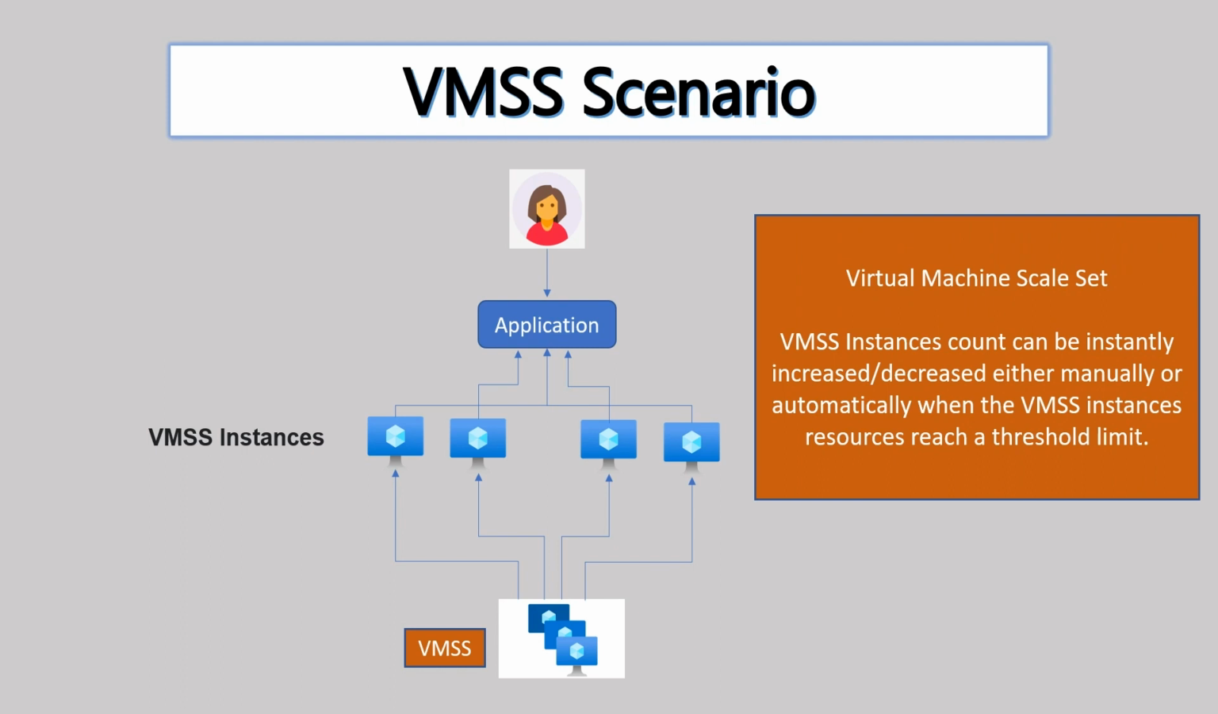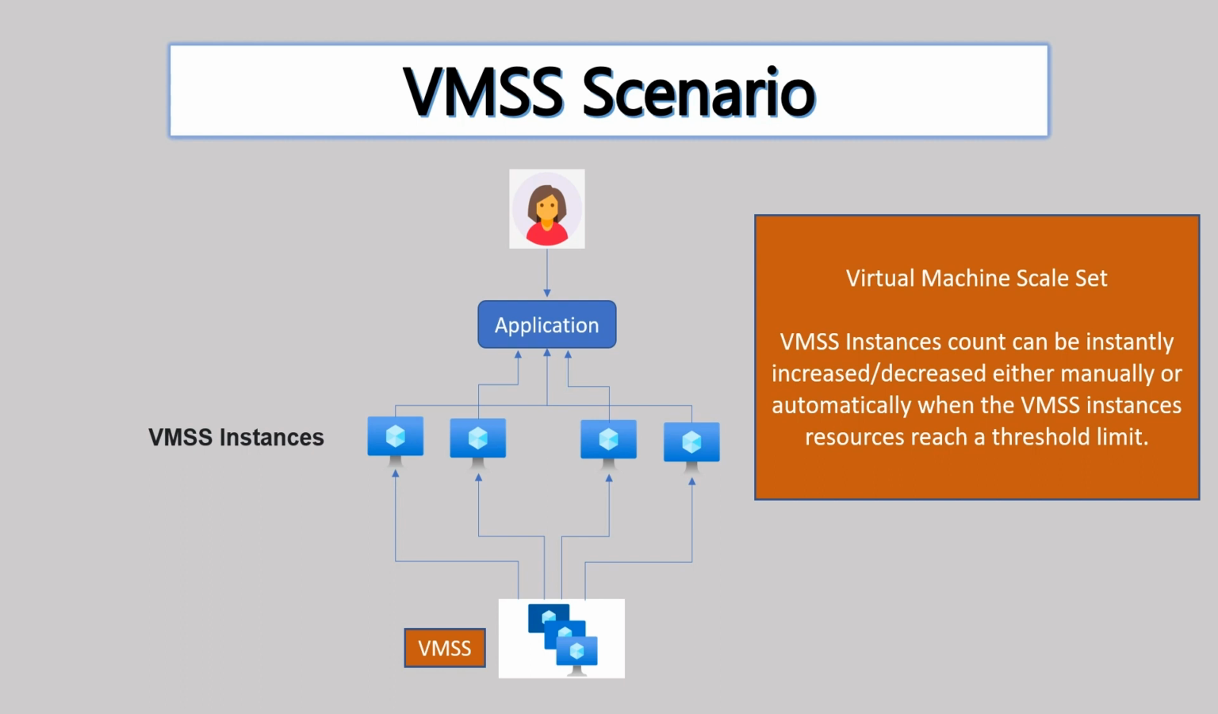So in this example, if we are having issues with one instance, we can have multiple instances created automatically, which will help us to run the application without any downtime. This VMSS instance count can be instantly increased or decreased, either manually or automatically, when the VMSS instances' resources reach a threshold limit. So I hope the concept is very clear and simple.